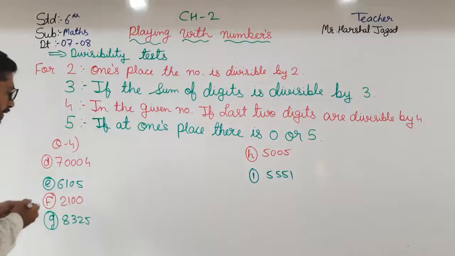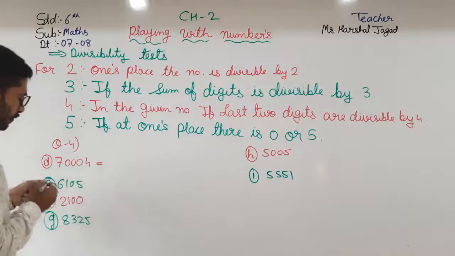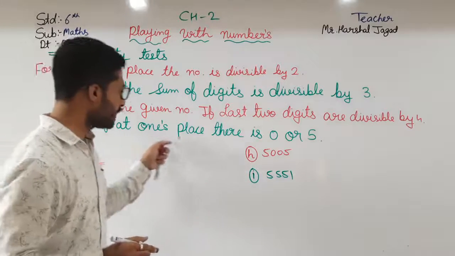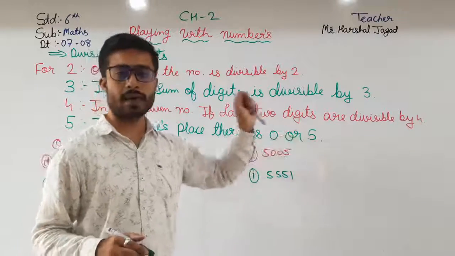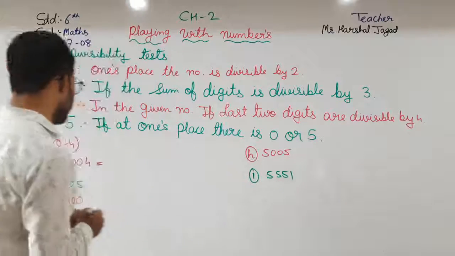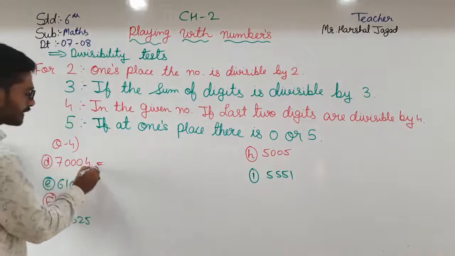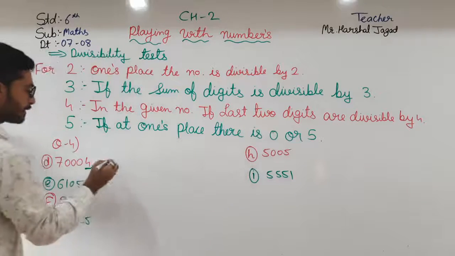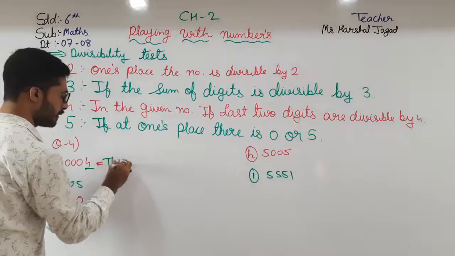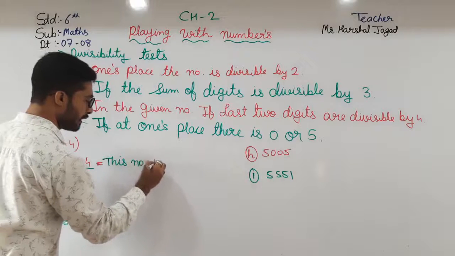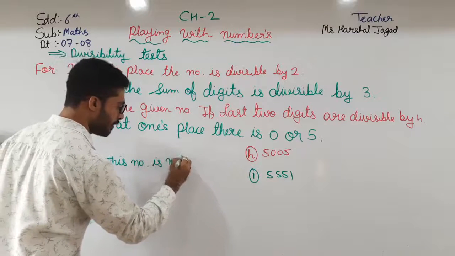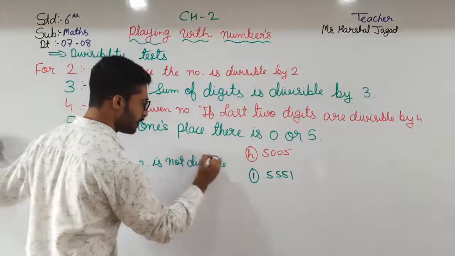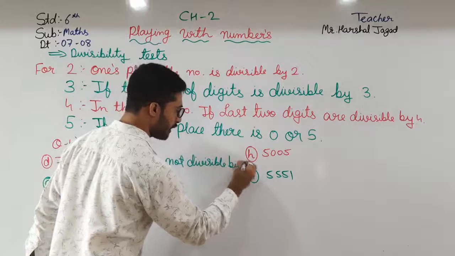So let us check the divisibility test for 5. Here what we have to see is whether at ones place there is 0 or 5, then that number is divisible by 5. Here you can see it is 4, not 0 or 5. So this number is not divisible by 5.